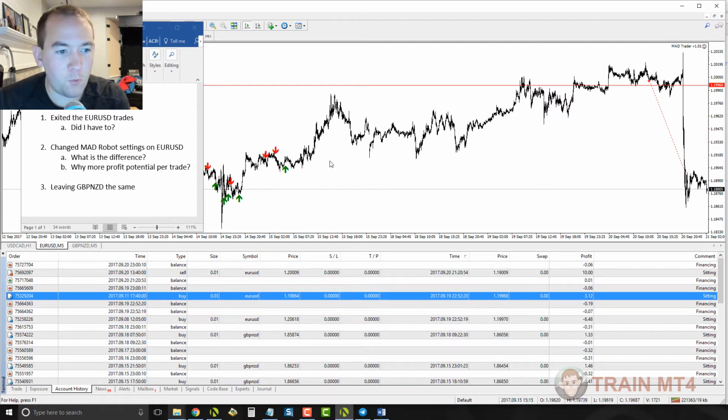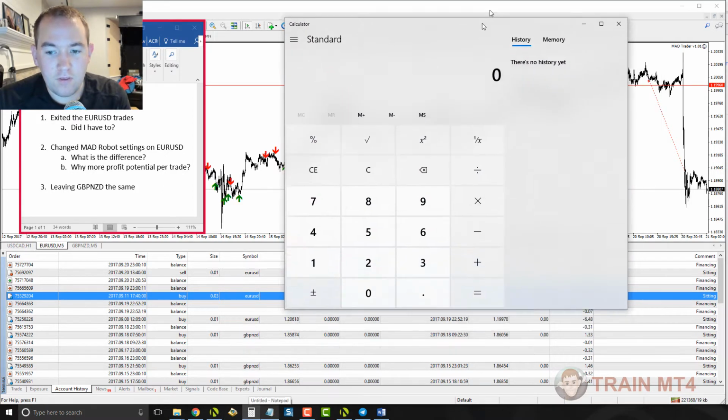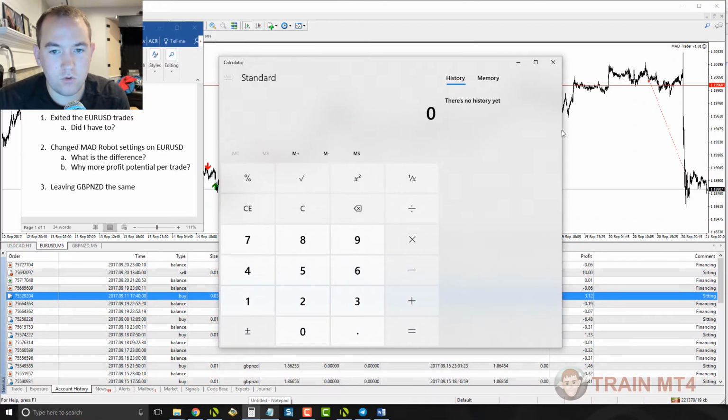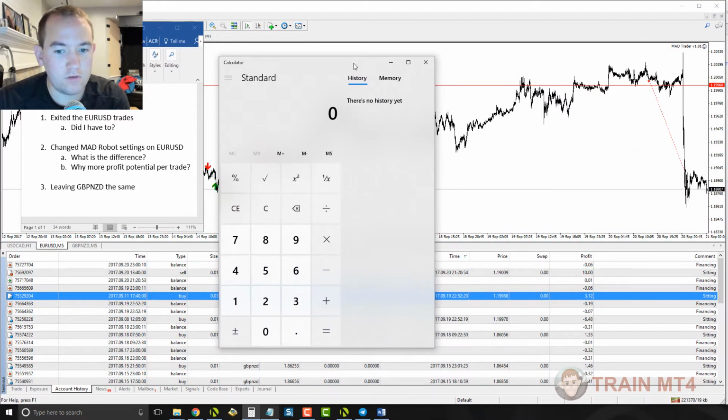Anyways, one of them I closed out at a loss, and the other one I closed out at a small gain. Now, the robot normally waits for the trades to come back around enough to close them both out to equal out to be a profit. So if we look at this, whoa, that is a big calculator. I'm going to squish this over a little bit because that is just way too much. Okay.